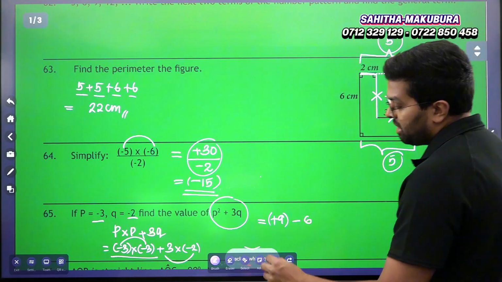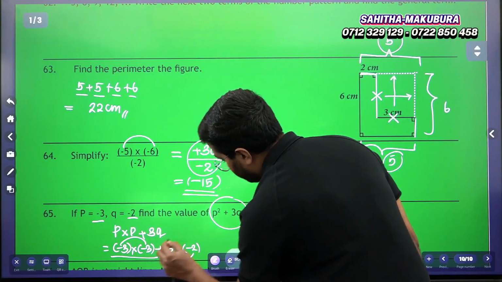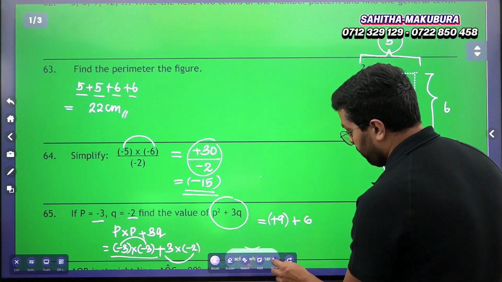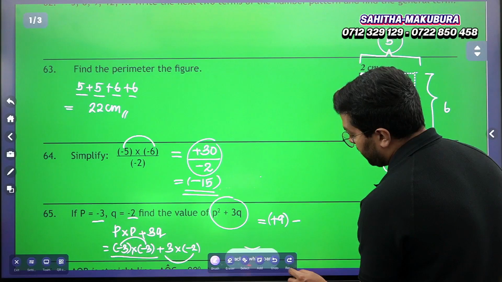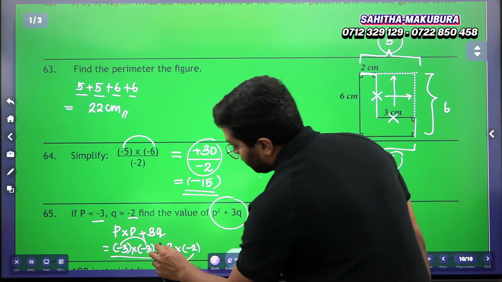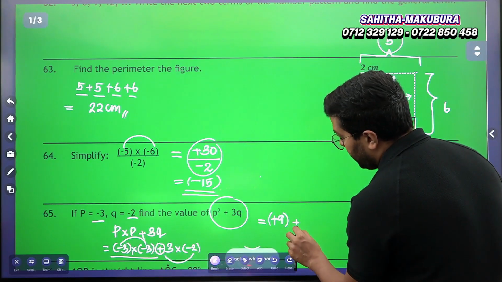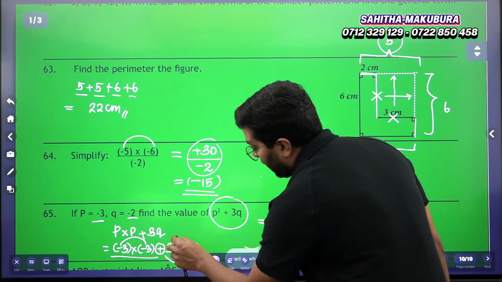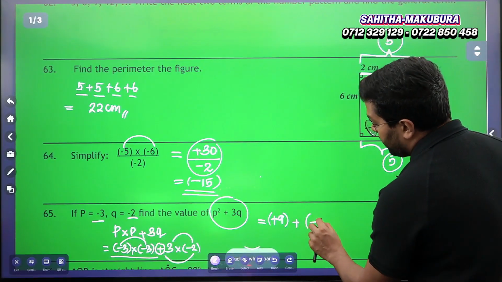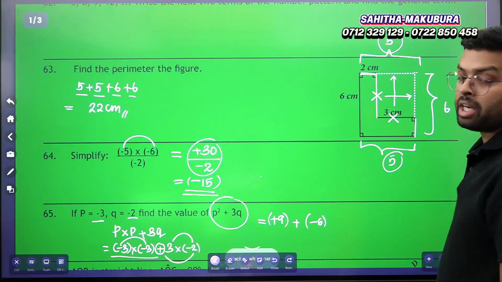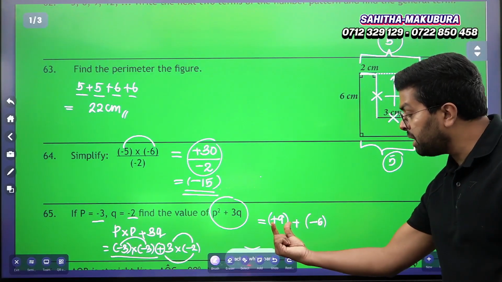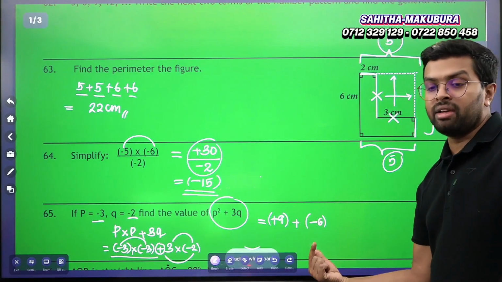Otherwise, if you want, we can put this addition symbol here. We can get the answer in this particular way as well. Adding what? 3 times negative 2, negative 6. This is also a correct method. Positive 9 plus negative 6.